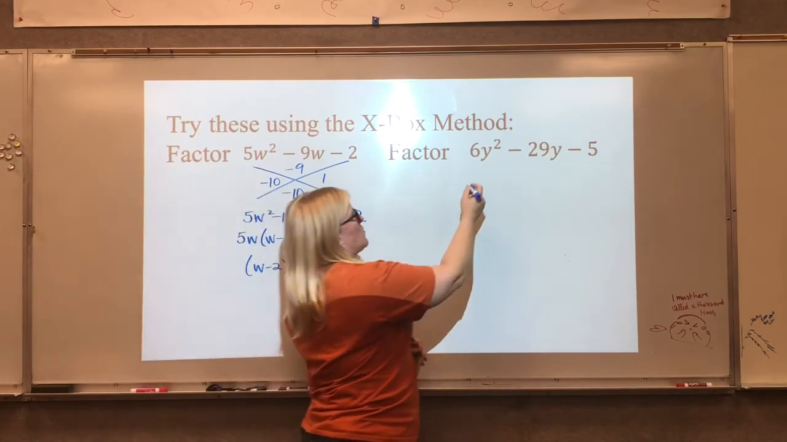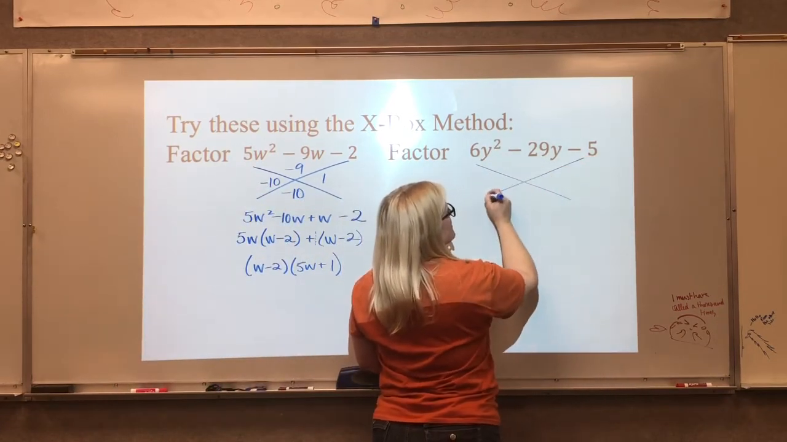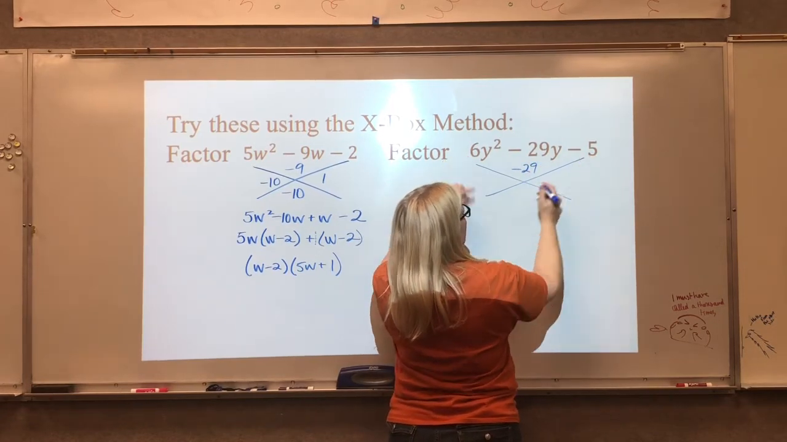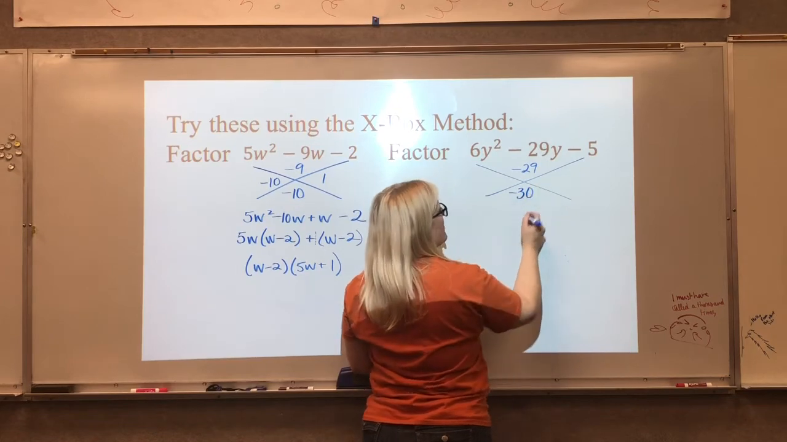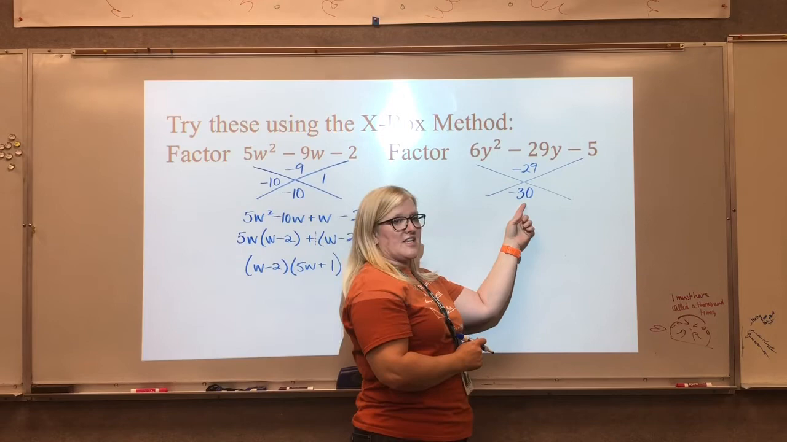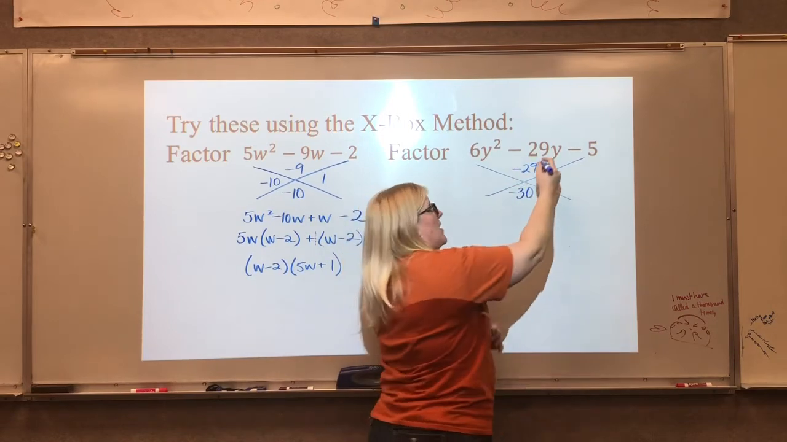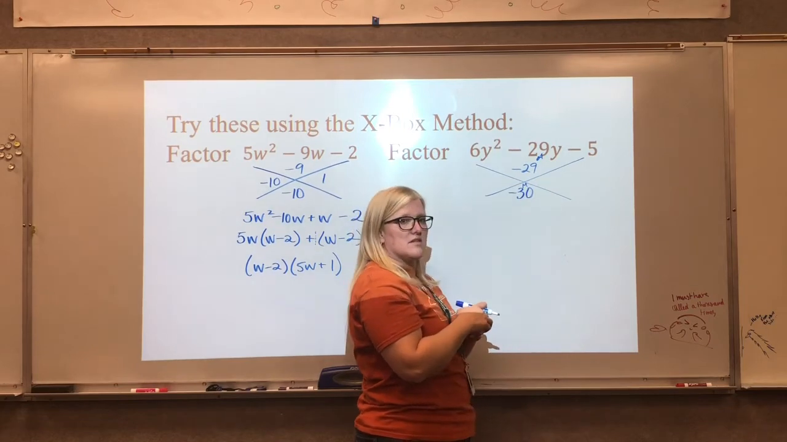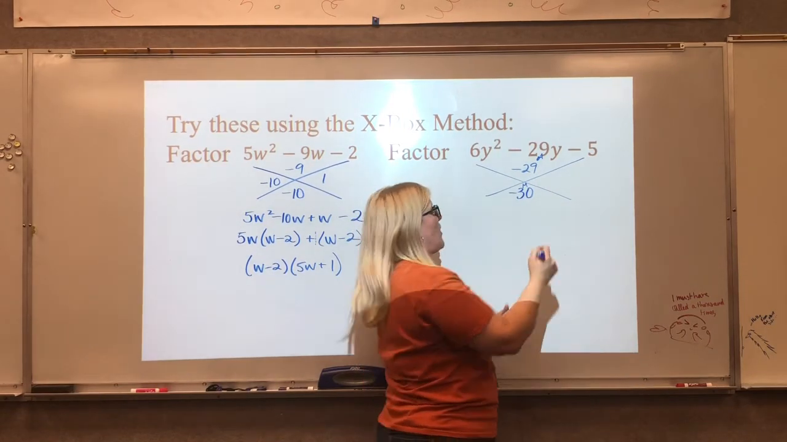Okay, so this one, draw my X, drop down the negative 29. 6 times negative 5 is negative 30. This one's very similar to this one. Okay, so what multiplies to give me negative 30 and adds to give me negative 29? Put my little a and my little m right there. Okay, negative 30 and 1.